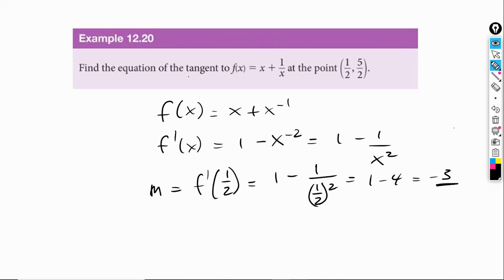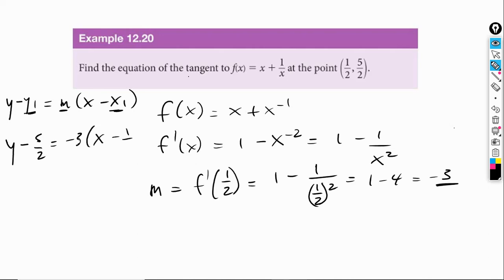Okay. Now these equations are linear equations, and one of the easiest ways to find these linear equations is by using the point-slope formula. The point-slope formula for linear equations says that y minus y1 equals m times x minus x1. And all we have to do is plug in the slope and a y value and an x value of the coordinate at that point. So we can rewrite this as y minus 5/2 is equal to negative 3 times x minus 1/2.